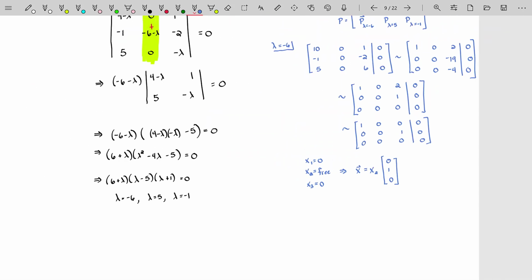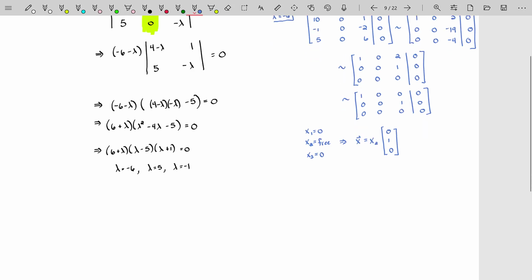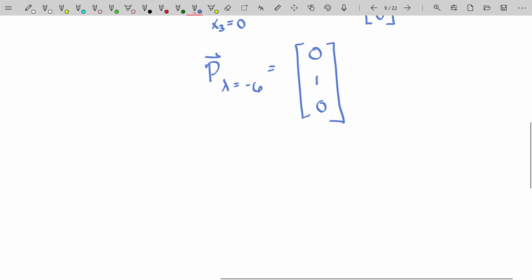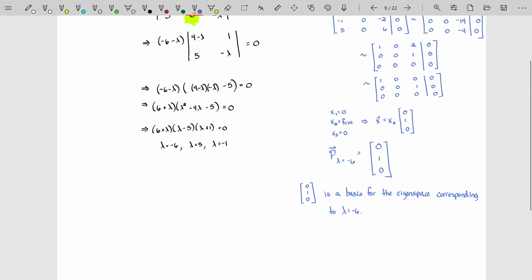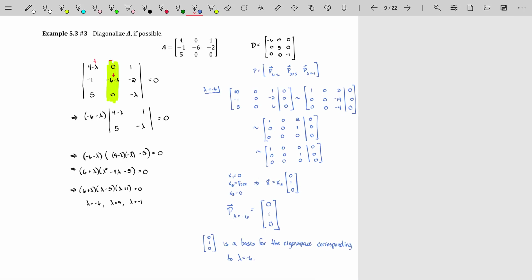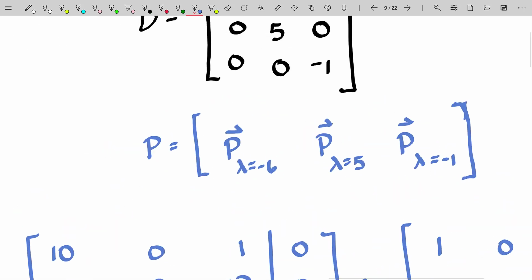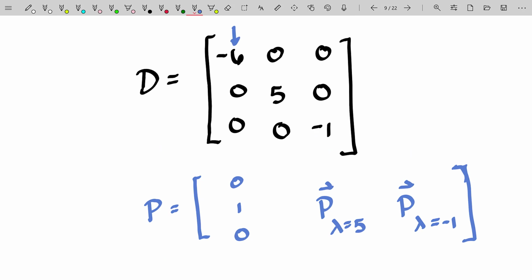And that tells us the eigenvector associated with lambda equals -6 is the vector 0, 1, 0. To use language that we've developed recently, we would say that the basis for the eigenspace corresponding to lambda equals -6 is this vector 0, 1, 0. So now that I know that eigenvector, I'm going to go back up to this matrix P right here. I'm going to erase this first column and replace it with 0, 1, 0 because that column is associated with the first column of D.